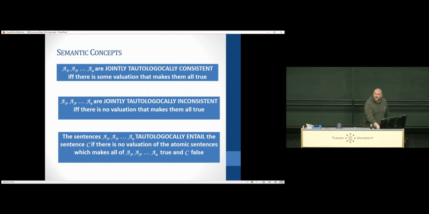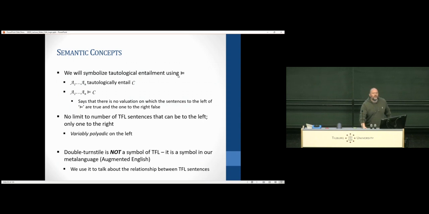Now, we have a symbol to express it. We're going to use this double turnstile. The double turnstile is a way for us to say tautologically entails. So if I want to say that A1 through AN tautologically entails C, I can write it like this. The stuff to the left is basically like our premises, and the stuff to the right is our conclusion. This says there's no valuation that makes these sentences true and that sentence false.